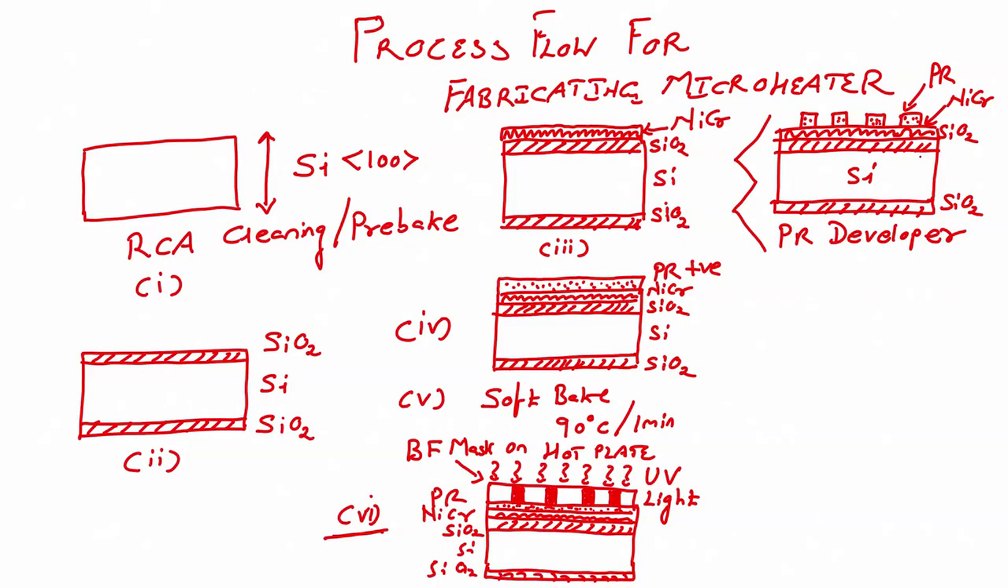Now you can perform after this next step. So, this one would be 7th step. Next step would be hard bake. Hard bake is done at 120 degree for 1 minute on hot plate, right. So, that will be my 8th step.